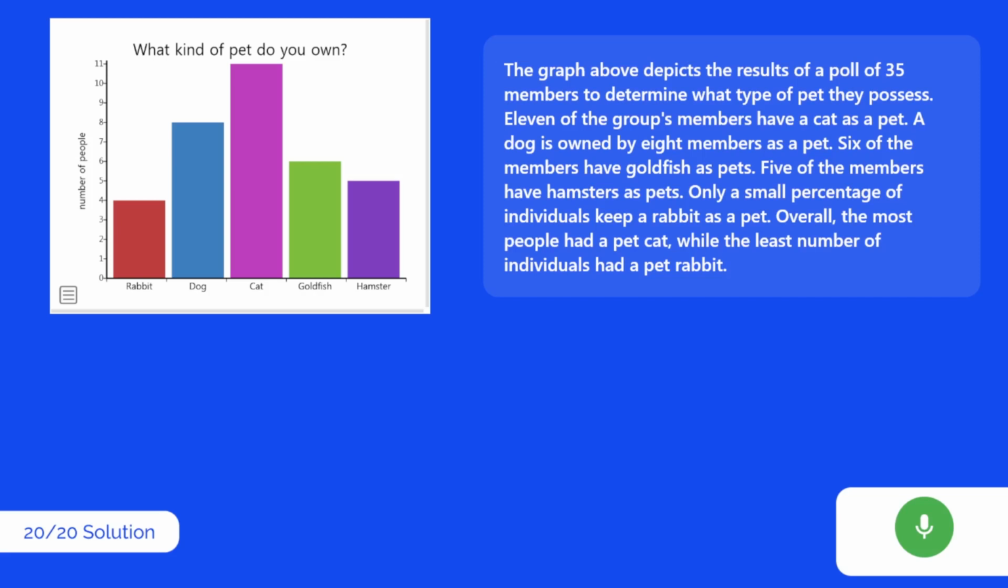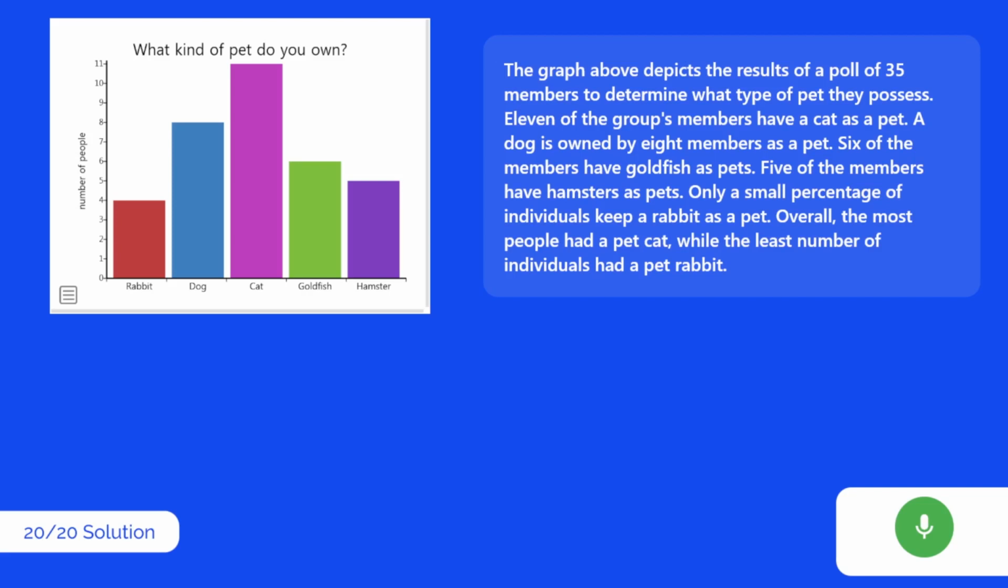The graph above depicts the results of a poll of 35 members to determine what type of pet they possess. 11 of the group's members have a cat as a pet. A dog is owned by 8 members as a pet. 6 of the members have goldfish as pets. 5 of the members have hamsters as pets.